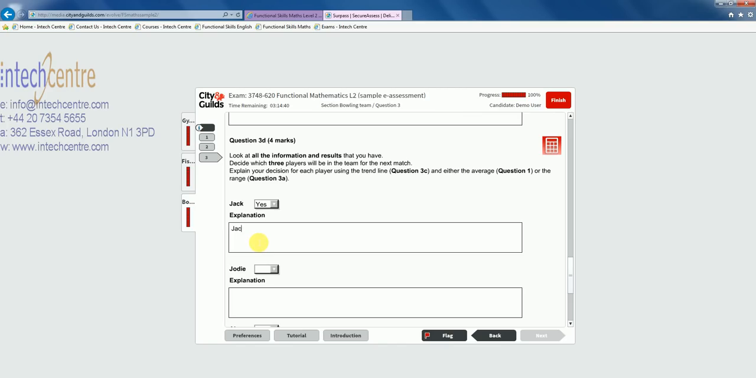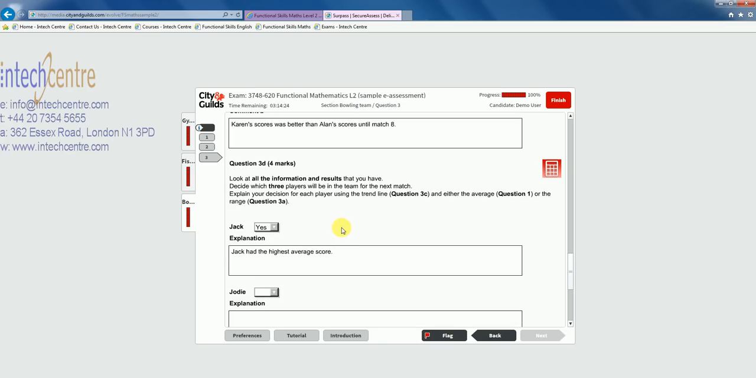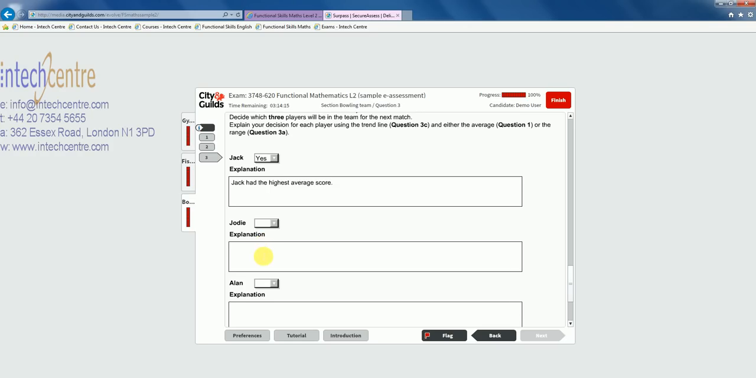Jack. Decide which player, so you're either at yes or no. Jack had the highest average score. So, Jodie. Jack's would probably be yes, because he had the highest average, and the lowest range, sorry, which is the most consistent. So he is the most consistent player and had the highest scores.